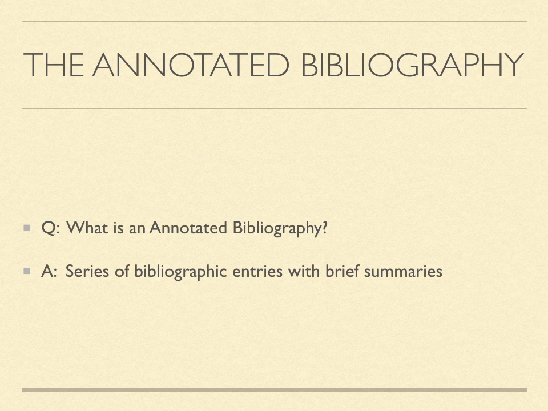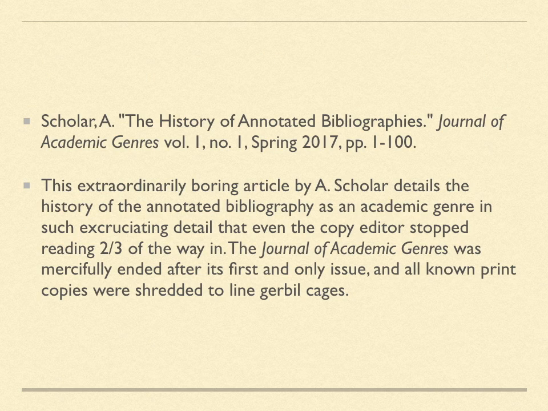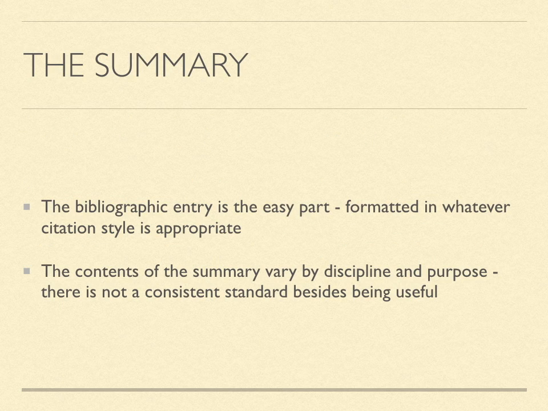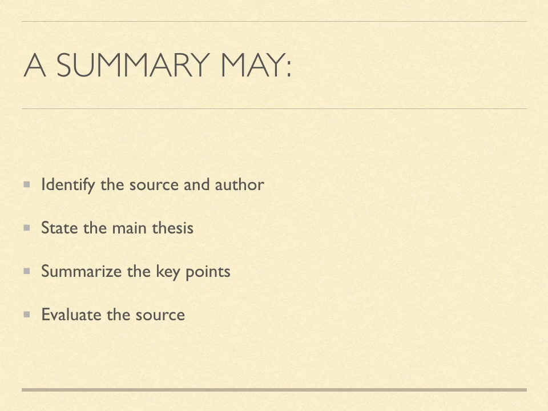At its simplest, an annotated bibliography is a series of bibliographic entries and brief summaries. The bibliographic entry is the easy part, and it should be formatted in whatever citation style is appropriate to the paper you're writing. The contents of the summary will vary by discipline and purpose. There's not a consistent standard besides being useful.